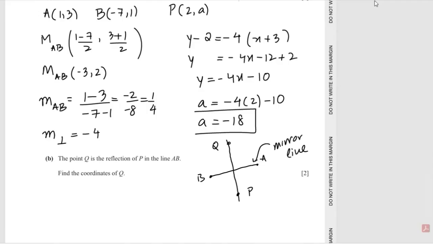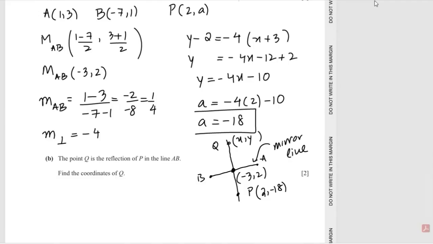It's like a mirror line to P and Q. So the image of 2 and -18 in this line is going to be this. Let's call this XY, and the midpoint is in the middle. So that's going to be -3 and 2. So that's like a concept map of how to pursue this question.